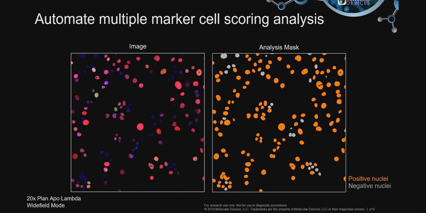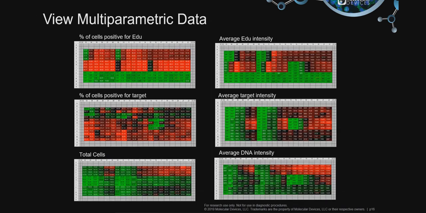So from this, we can get measurements such as intensity, area, shape, and so on. So that right within the software, you're able to see that data. In this case, you're looking at the heat maps of various measurements. In this case, we're looking at how many cells were positive for the EDU. So you can immediately see the trends here across the plate as we saw in the images.